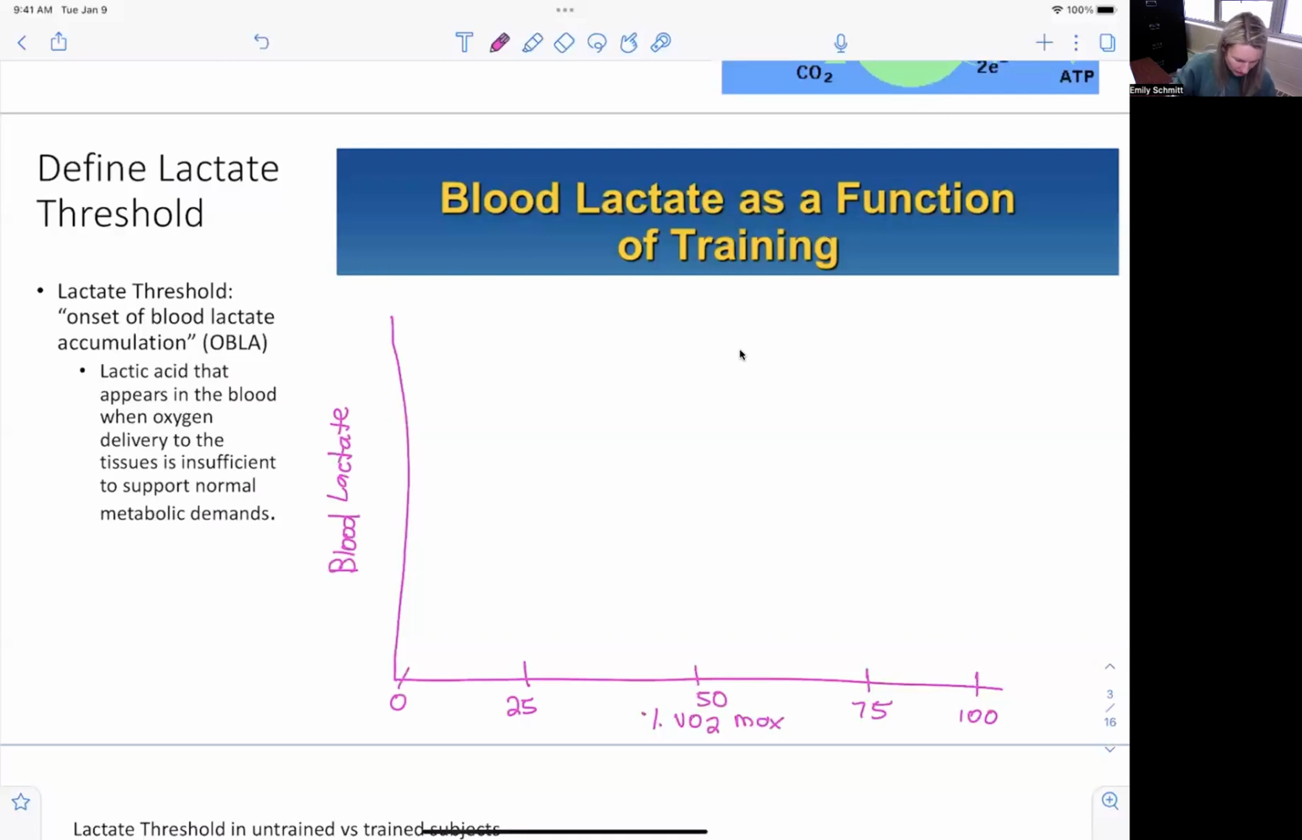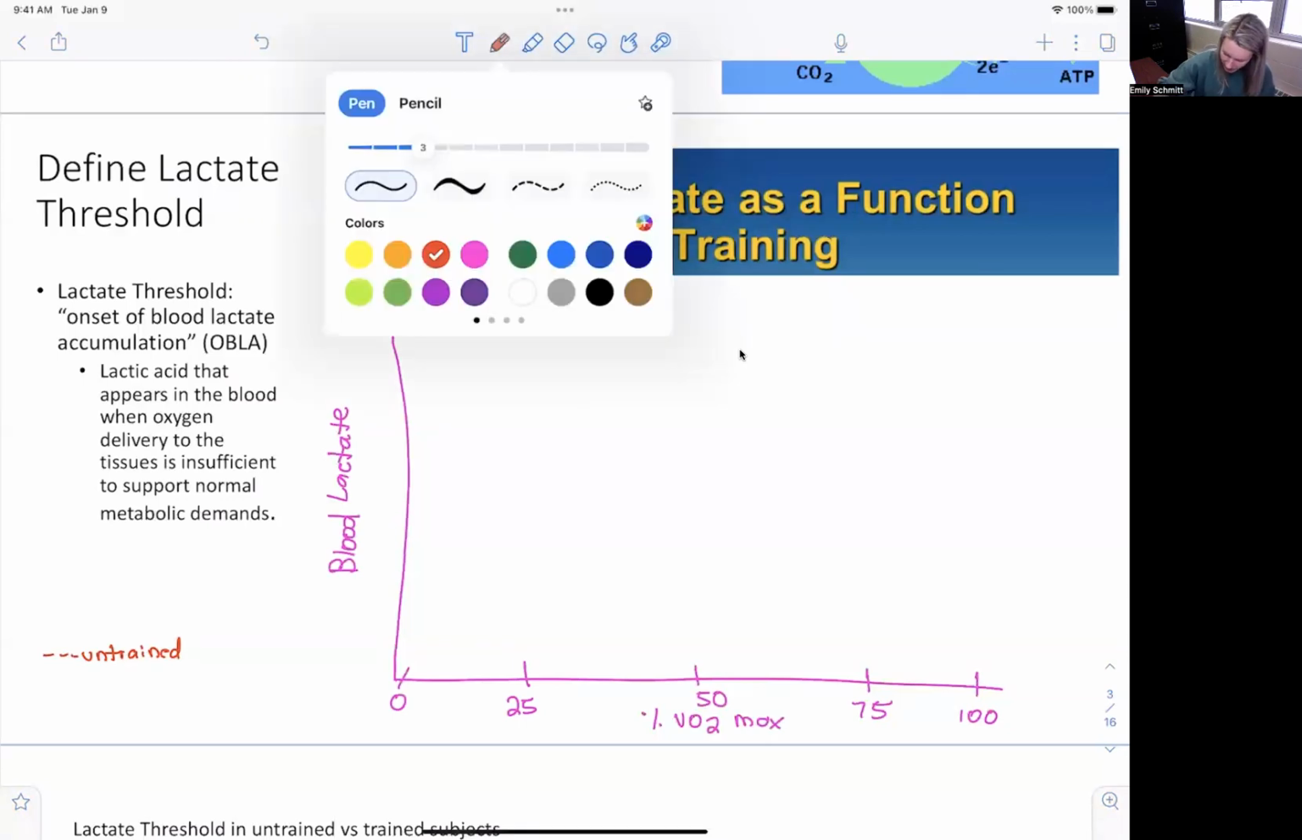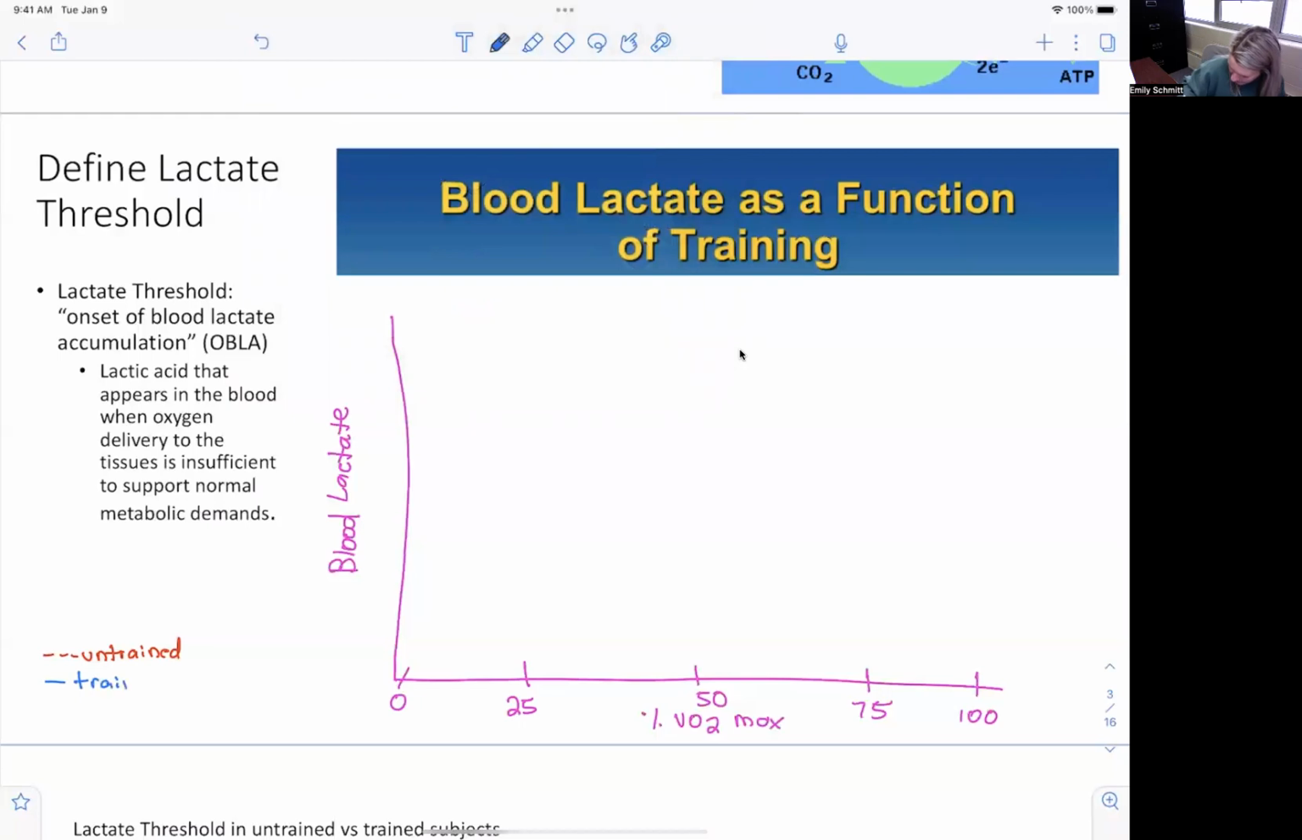We'll keep it simple. Let's have, in red, a young, healthy, but untrained individual, and in blue a trained individual. Let's first start with our untrained individual. We're going to start down here with light exercise, and we'll go along with our untrained individual until about 50% of our VO2 max, which is moderate exercise. Then as we hit that 50%, we're going to increase pretty dramatically to 100% of our VO2 max, which will be heavy exercise.